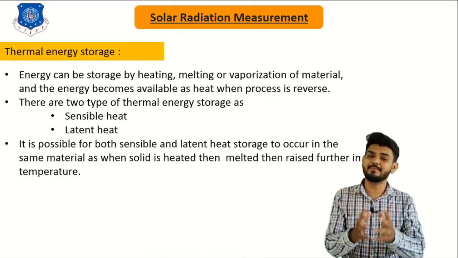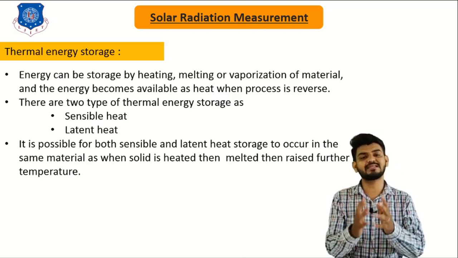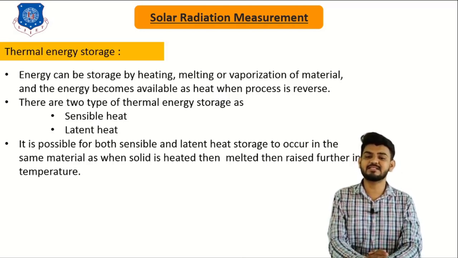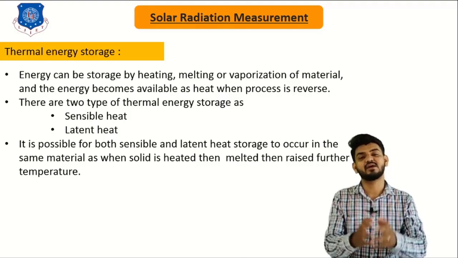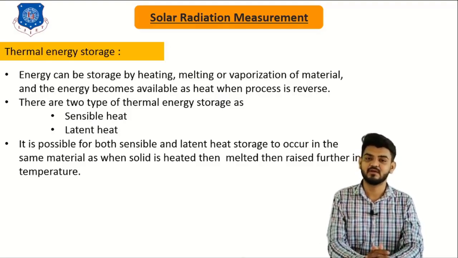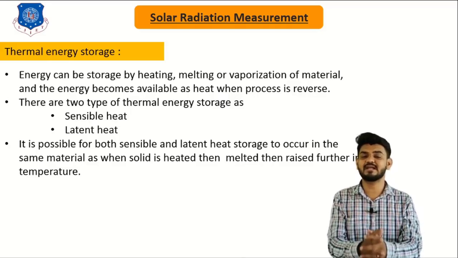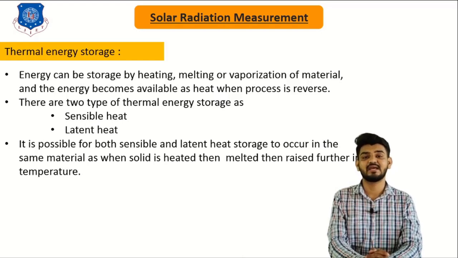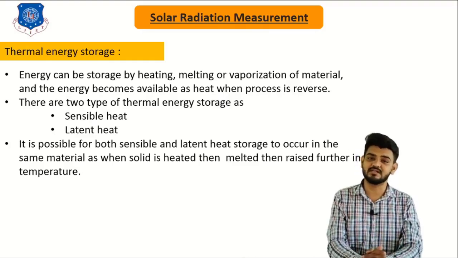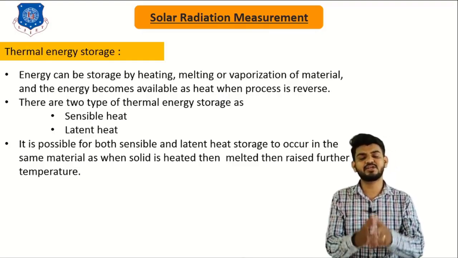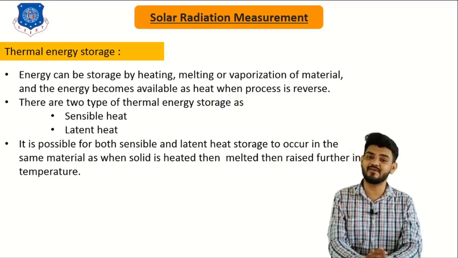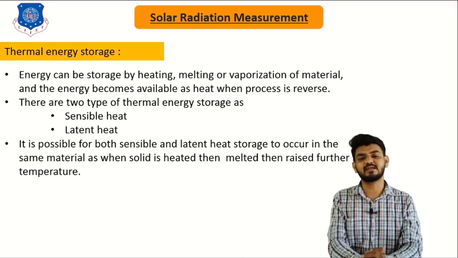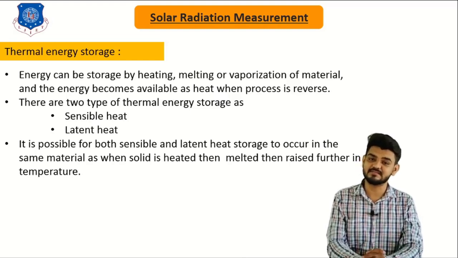Energy can be stored by heating, melting or vaporizing a material, and the energy becomes available as heat when this process is reversed. So we can heat up a certain kind of material, that is metal or liquid, and store this heat energy inside that material. When this process is reversed, this heat can be extracted from such materials. There are basically two different types of thermal energy storage devices: sensible heat and latent heat storage devices.